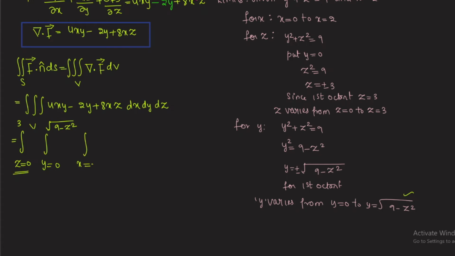Now we have x equal to 0 to 2. We have 4xy minus 2y plus 8xz dx dy dz. Here the limit of x is independent. This can be evaluated either first or last, it doesn't matter, but we can't take the limit of z before y, since here in y we have z. So first of all we have to integrate with respect to y, then integrate with respect to z.